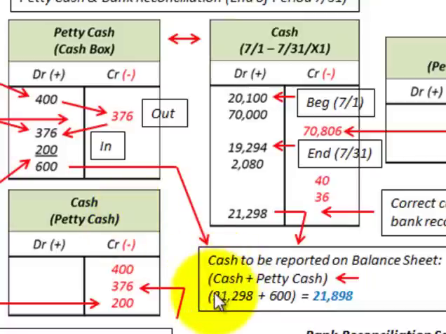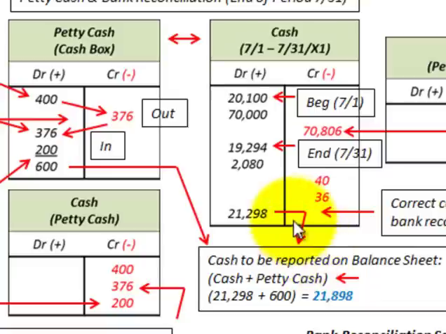So what we would do is take that correct cash balance per the reconciliation of $21,298, and add our petty cash, the account amount that remains constant at $600 since we increased it by that $200 amount. Add those two together and you come up with $21,898. Now that's the amount that should be recorded on the balance sheet.